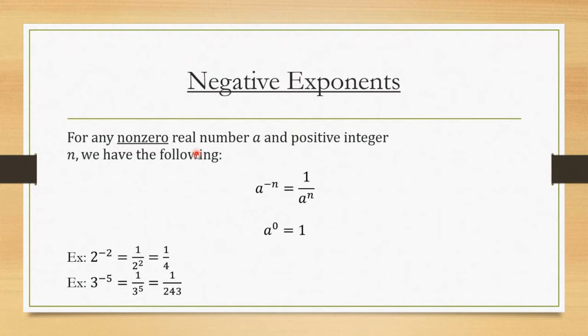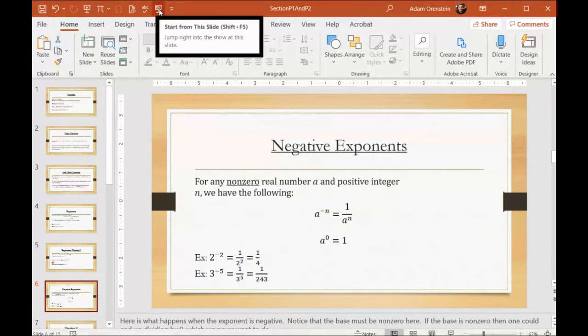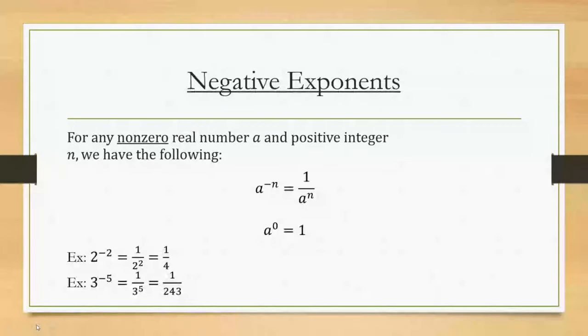For any non-zero number a and positive integer n, we can consider a to the negative n. So we're negating the exponent. This is equal to 1 over a to the n. That's what this is equal to.